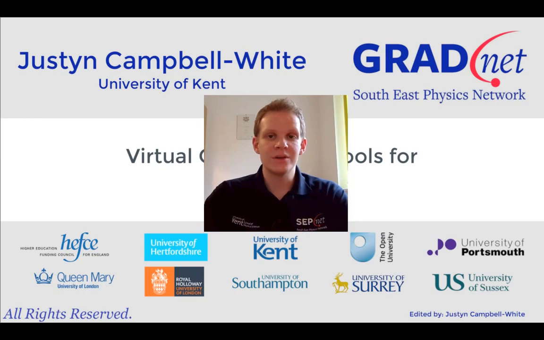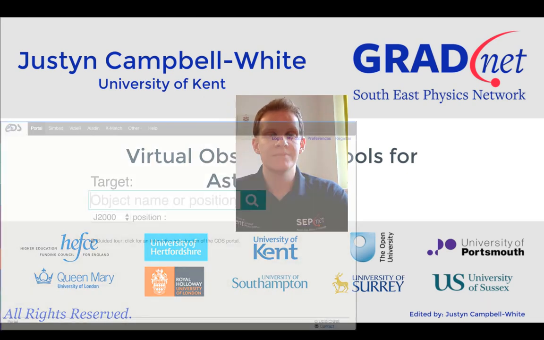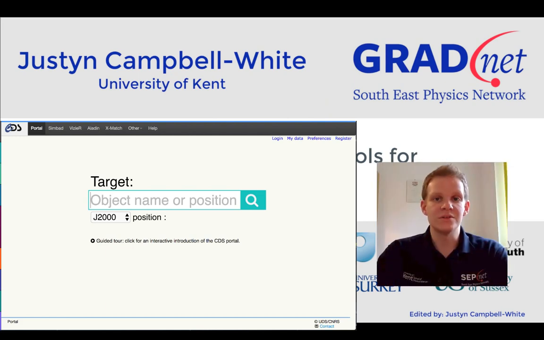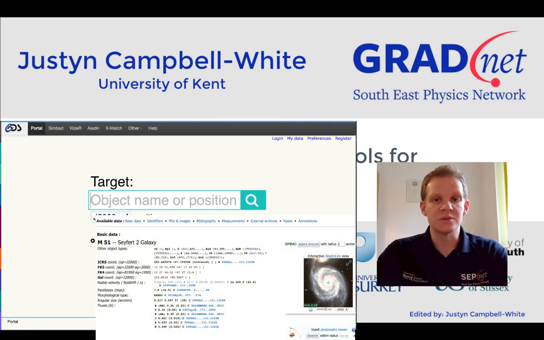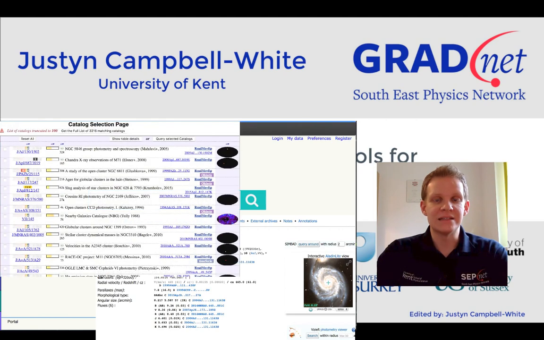We're going to start with a quick overview of the CDS portal to find out how to gather information about various astronomical objects. The CDS portal includes the services Simbad, the astronomical database, which includes over 8 million objects, and Vizier, the catalogue service, which hosts over 15,000 catalogues.